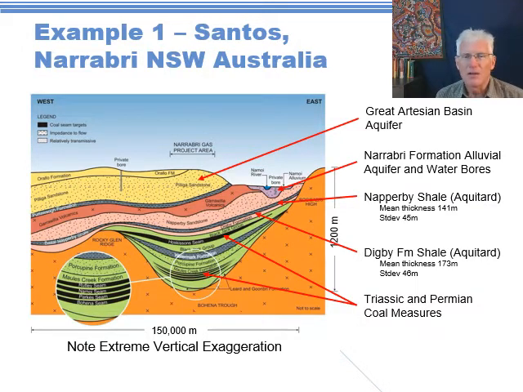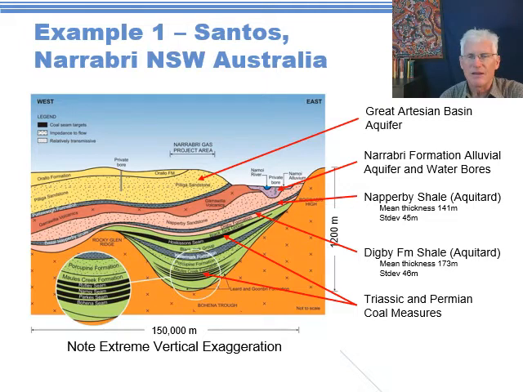Then there's the Narrabri Formation alluvial aquifer and all the water bores that are servicing the cotton fields. That's a very much more limited size aquifer. Those two aquifers are in direct contact with each other in some places, and in many cases it can be shown that the alluvial aquifer is recharged by flow from the Great Artesian Basin Aquifer.